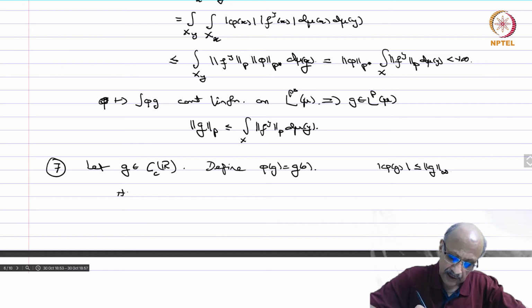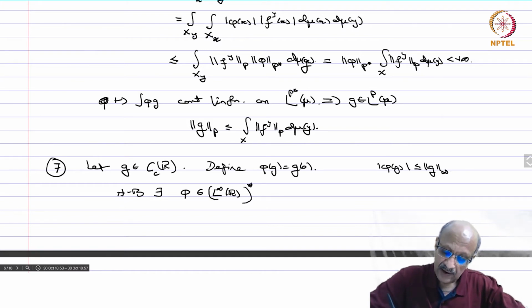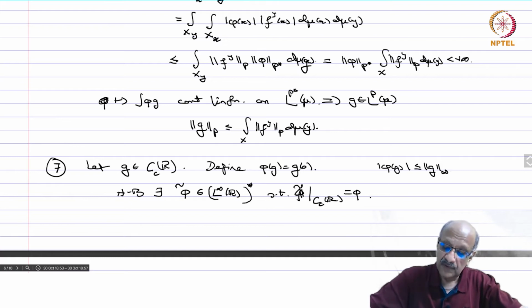Therefore by Hahn-Banach there exists a phi tilde in L infinity of R star such that phi tilde restricted to Cc of R equals phi, and of course the norm will be preserved and so on.